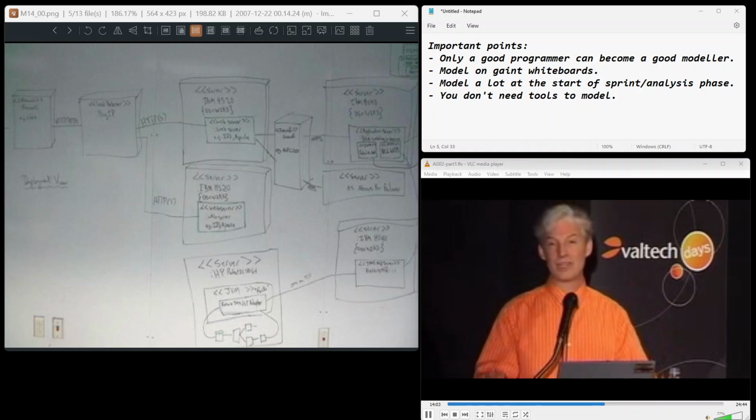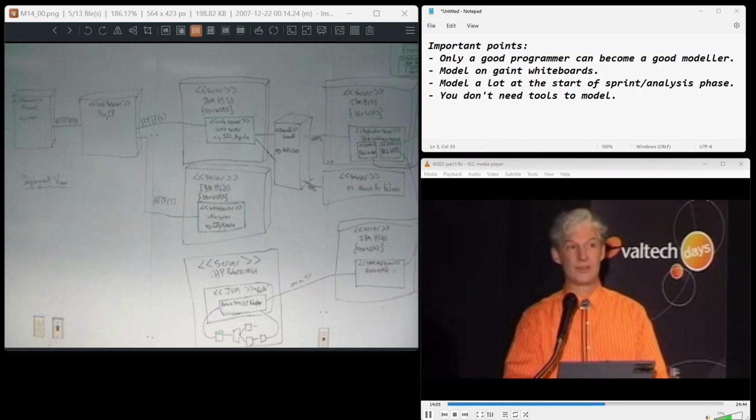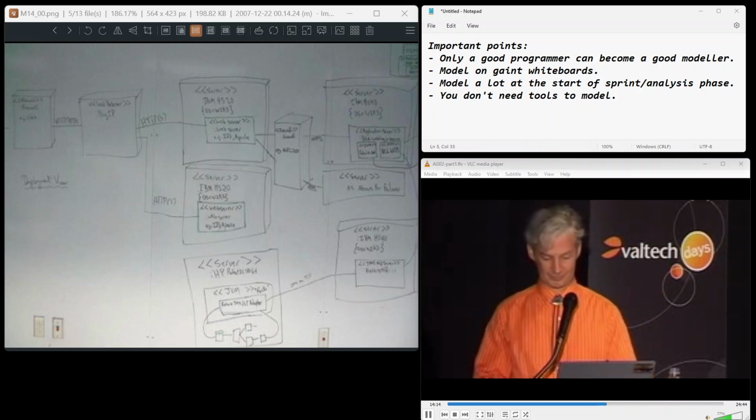Given those limitations of today's tools, I have a real serious problem with using a UML computer tool for creative discovery and design.